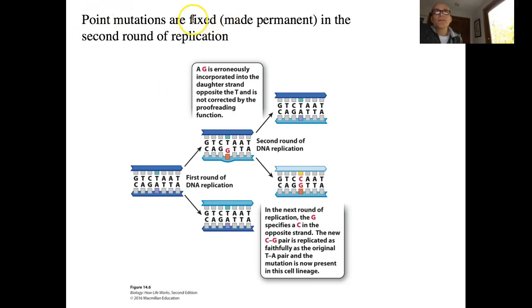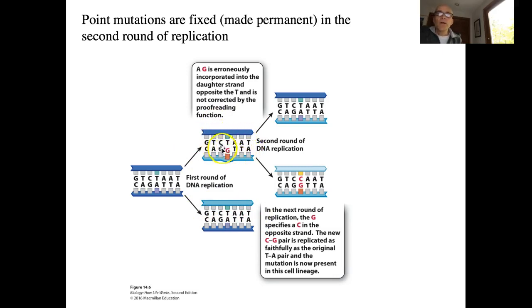Point mutations are fixed. That means made permanent, not repaired. That's not what this means in this context. Made permanent in the second round of replication. I want to show you why that is. So if this is a piece of DNA that is going through replication, then both of the strands are being copied. Now, let's assume there's an erroneous incorporation into one of the daughter strands, where instead of an A, the polymerase put in a G. And here it put in the correct T. So there's no mutation on this strand, but on this strand there is a mutation.